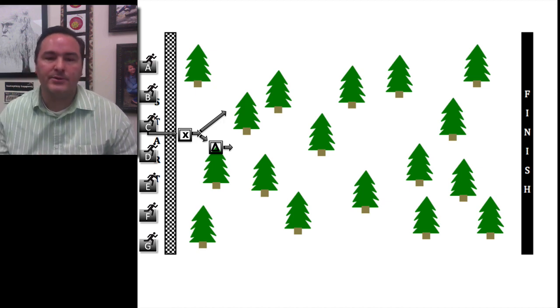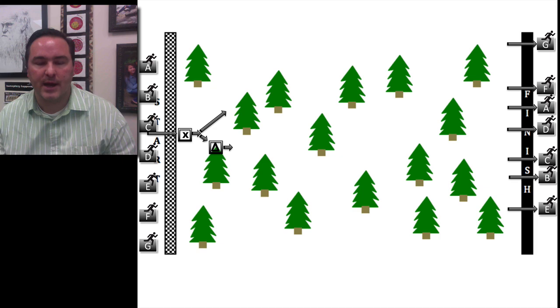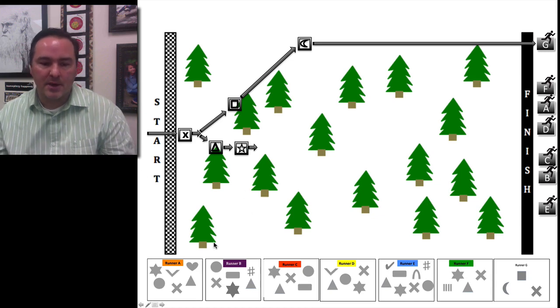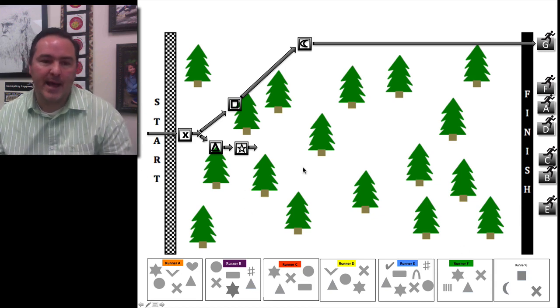So we send all of our runners through this race course, and they all finish, right? That's what we need to do, and we need to figure out what is the race course, what are all of the pathways in between. So I'm going to bring the cards down here so that we can refer back to them.